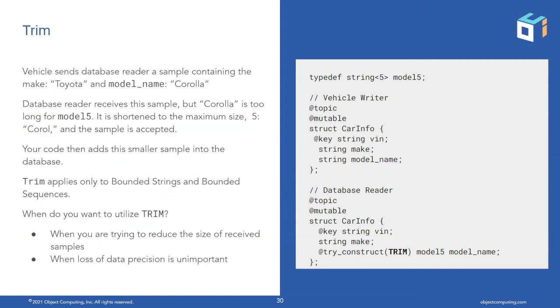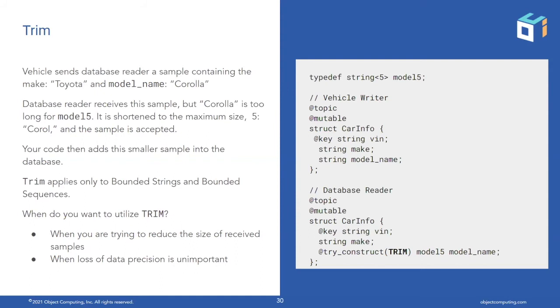So when a vehicle sends your database reader a sample containing the make Toyota and the model name Corolla, your database reader will receive this sample, but Corolla is longer than 5 characters, so it will be shortened to just Carol, and then the sample will be accepted. And so you will now have the smaller sample put into your database, saving some space. Trim only applies to bounded strings and bounded sequences, basically the stuff that you can shorten without losing critical information.